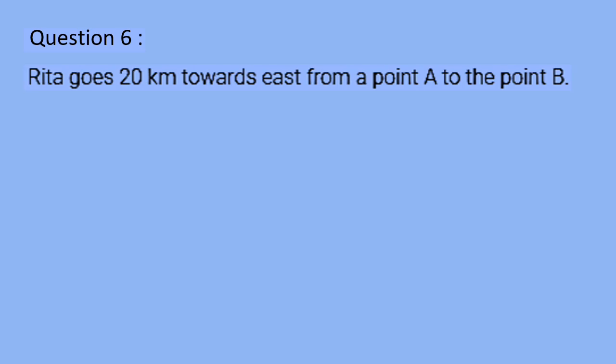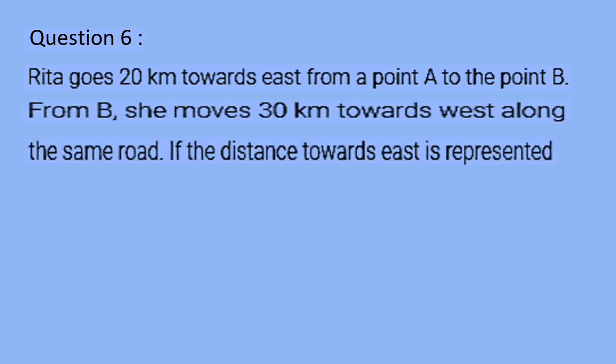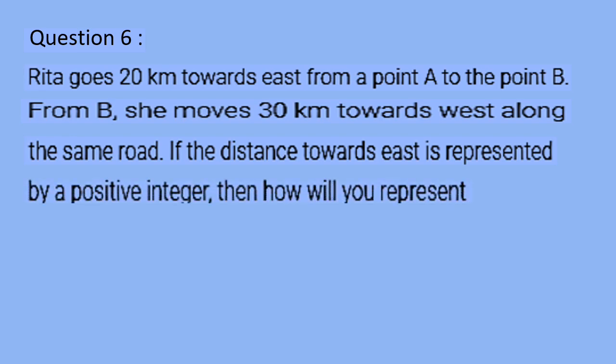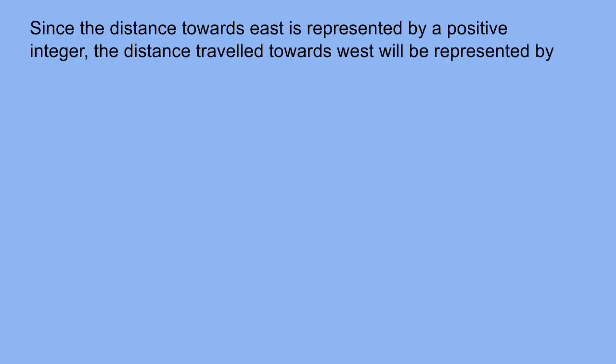Rita goes 20 km towards east from a point A to point B. From B she moves 30 km towards west along the same route. If the distance towards east is represented by a positive integer, then how will you represent her final position from A? Let's see how to solve this question.